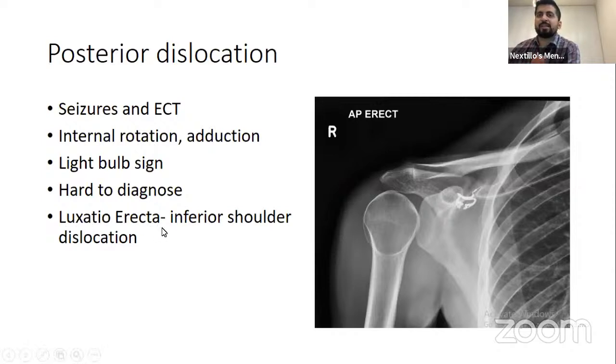Luxatio erecta is inferior dislocation of the shoulder joint below the level of the glenoid. If the humeral head lies here, below the glenoid, that will be known as luxatio erecta.